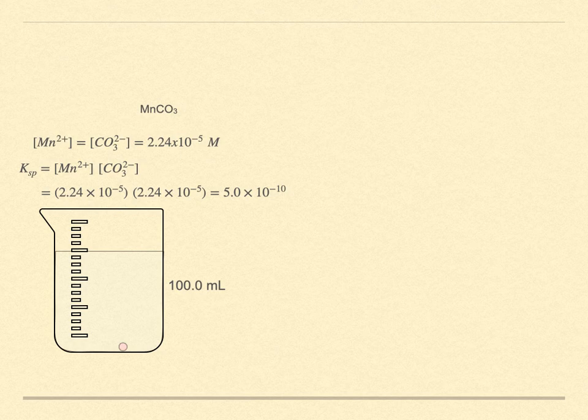There are even more insoluble compounds. Uranium oxide, for instance, has a Ksp in the range of 10 to the minus 56.